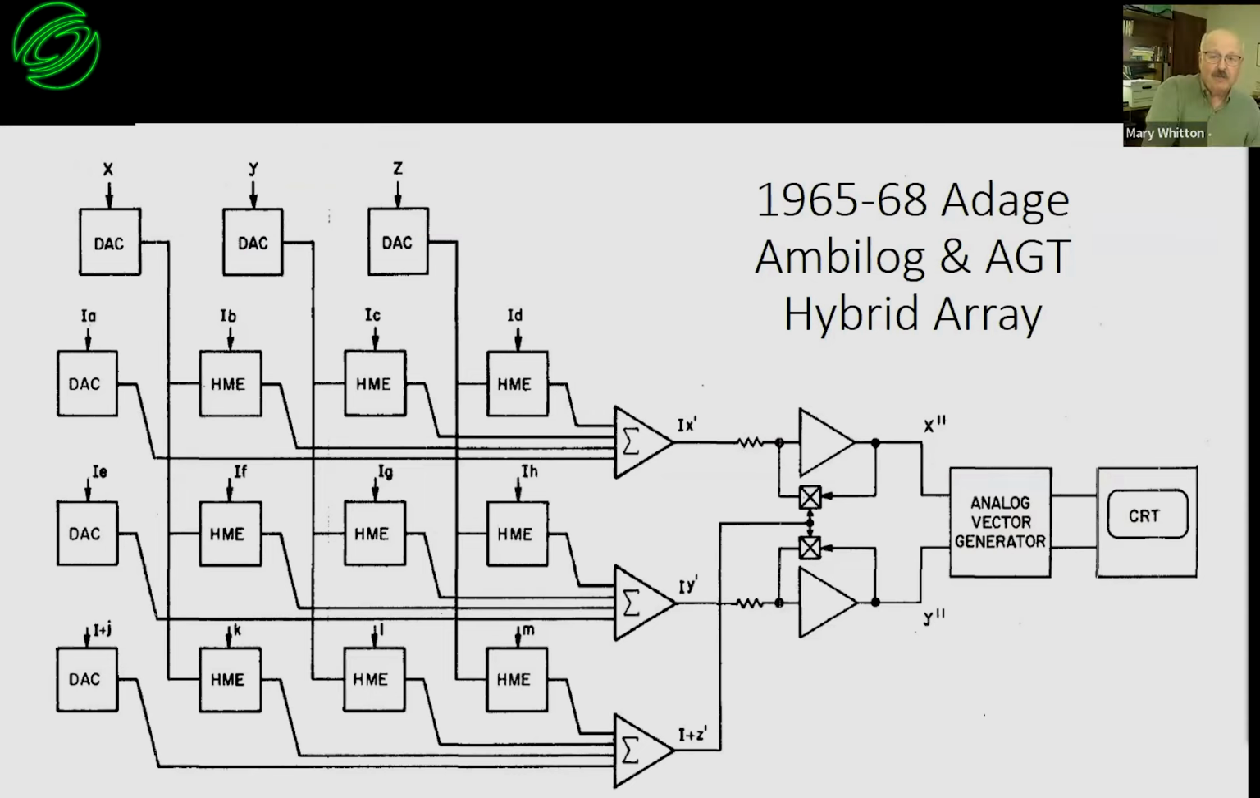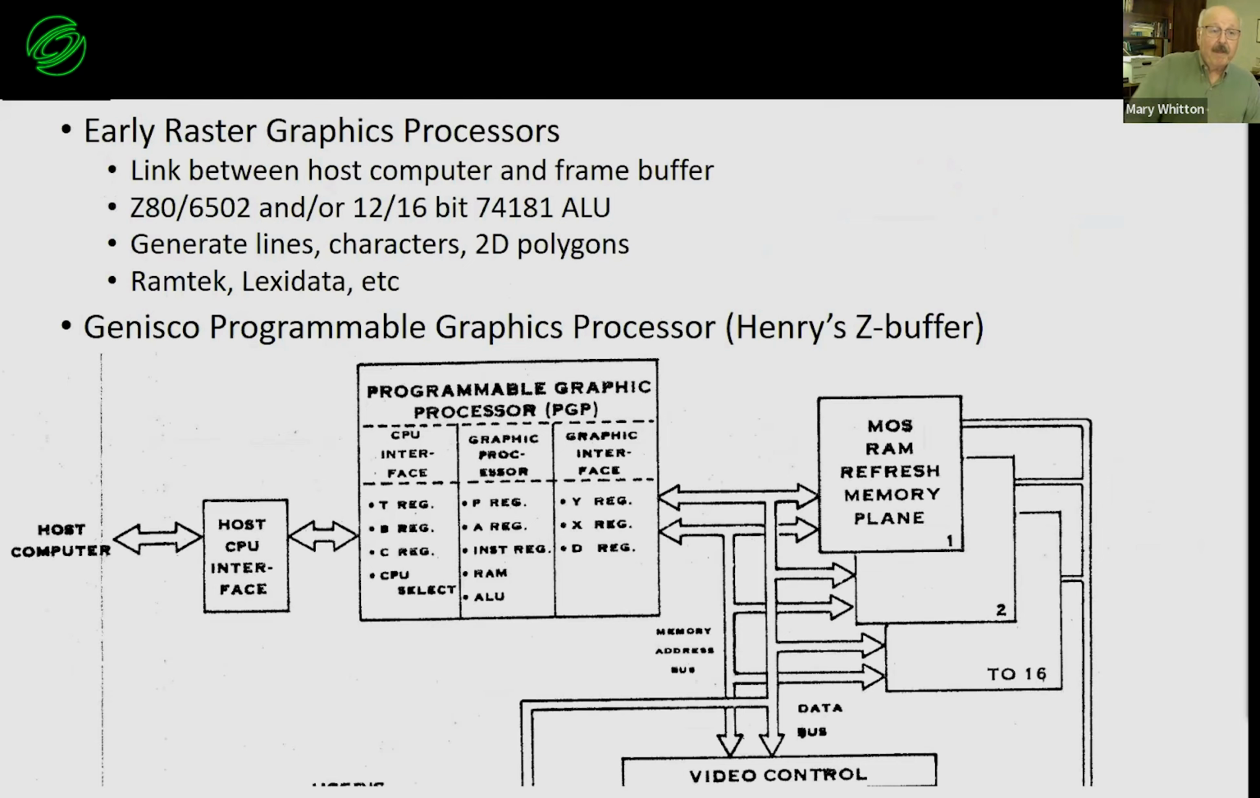No CPU, no ALUs, no GPUs in there. Just a big computer, but it had the hybrid array that would do all the transformations and then display vectors. Early raster graphics systems had a processor. It typically was like 12 or 16 bits, and it was built out of that 7400 series TTL logic that Jon mentioned. But it sat right between the host computer, like a PDP-11 or something like that, and the frame buffer memory, refresh memory it was called back then. And typically you could only do the things that it allowed you to do. You could do lines, characters, 2D polygons, but that was about it.